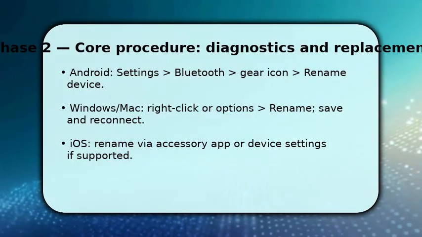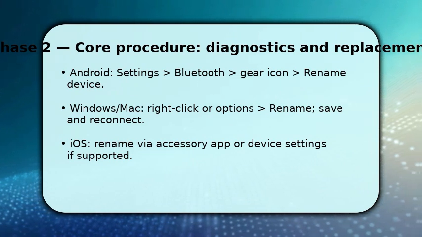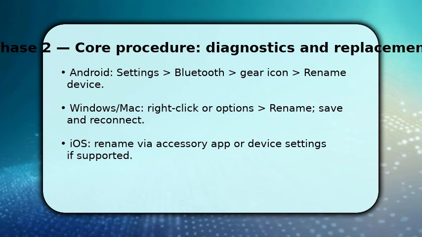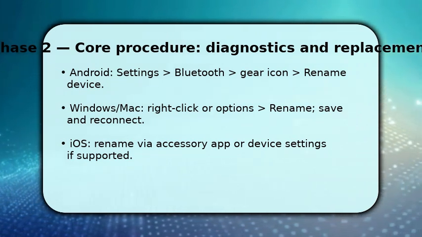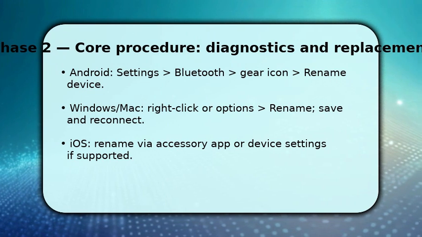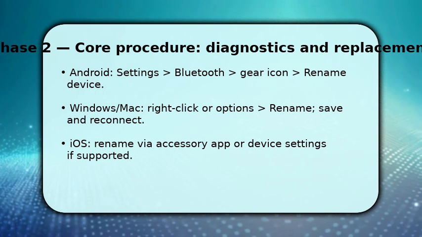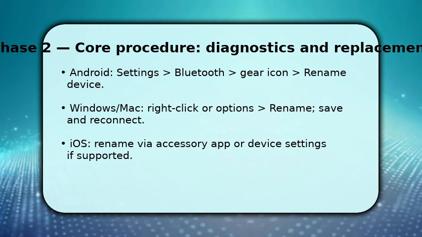On Android, tap the gear next to the device, choose Rename, type a new name, and confirm. On Windows or Mac OS, open Bluetooth devices, right-click or use the Options menu to rename, then save and reconnect. On iPhone, many accessories require the vendor app or the accessory's own settings, so use that if the system lacks a rename field. Make sure to type a clear, short name so you can identify it quickly later.